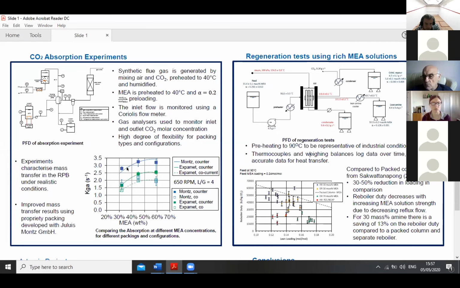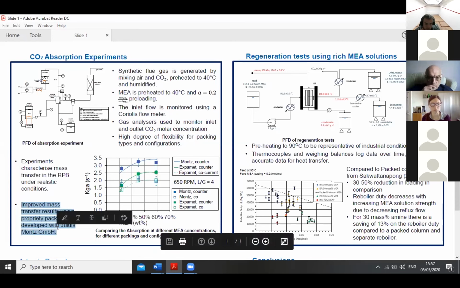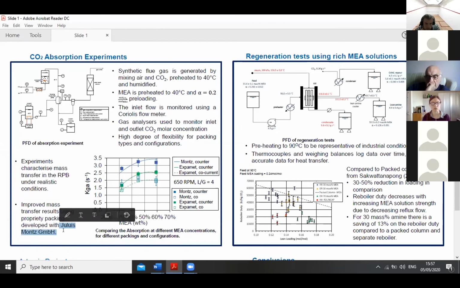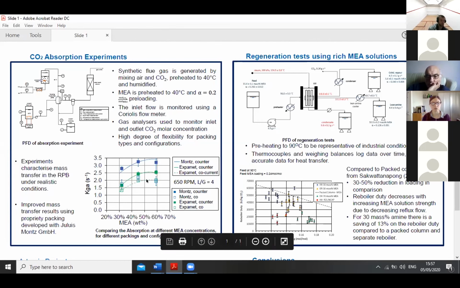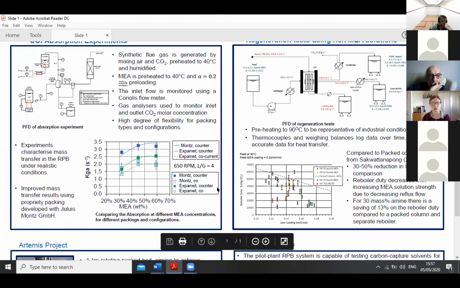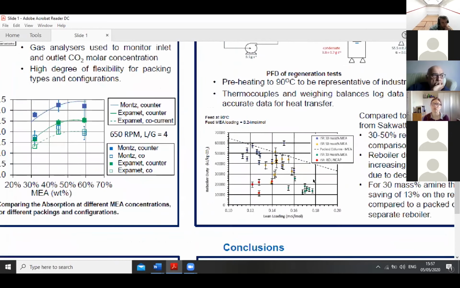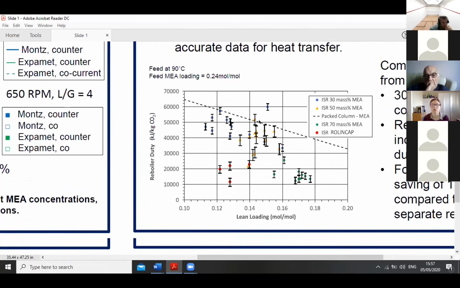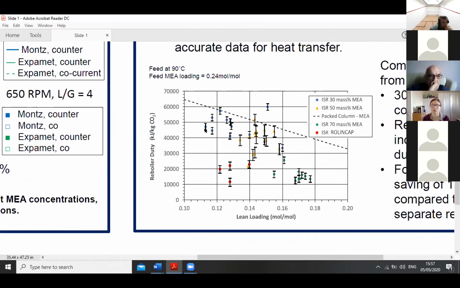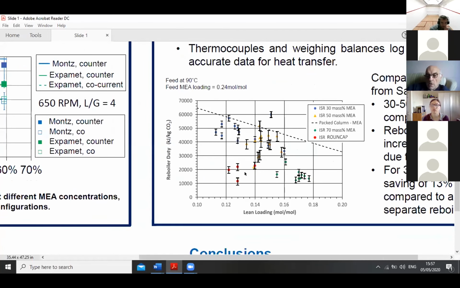So this shows the mass transfer results, and we were able to improve the mass transfer by working with Julius Montz in the last project, in the EU Horizon 2020 project, to improve the mass transfer by optimizing packing design. This graph shows the results from the integrated stripper reboiler. The dotted line shows the conventional process, and these dots underneath show the reduction in reboiler duty we were able to achieve.